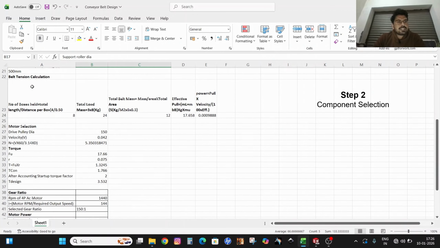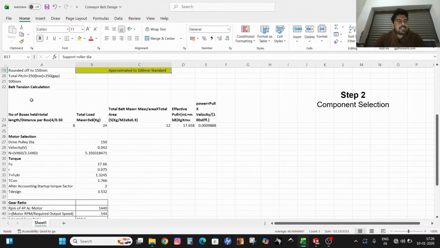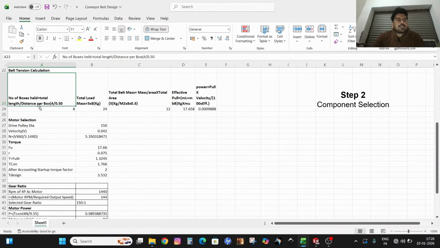The next parameter is belt tension calculation, and here the number of boxes held is equal to the total length divided by the distance per box. The total length is 4 meters, and the distance per box is 0.5 meters, which gives me 8.